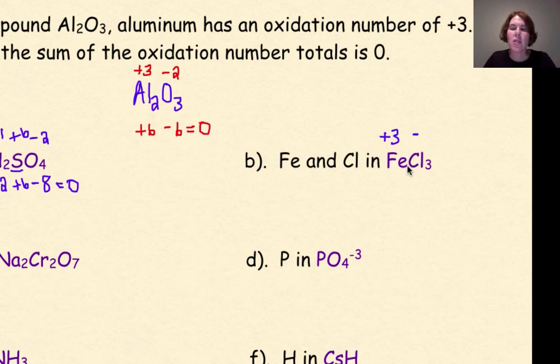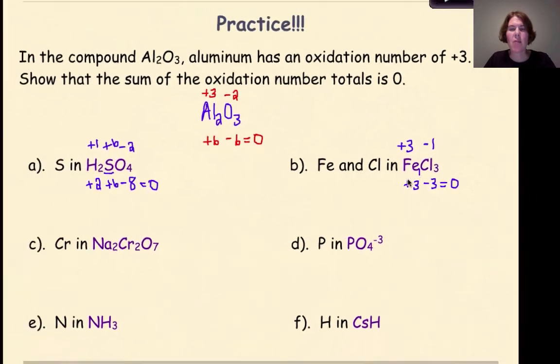So Fe, there's an assumed 1 right here. So +3 times 1 gives me +3. I need this whole thing to equal 0. Therefore, this has to be -3. I know chlorine can be -1. So -1 times 3 gives me -3. So that's the charges of both of those elements in that compound.